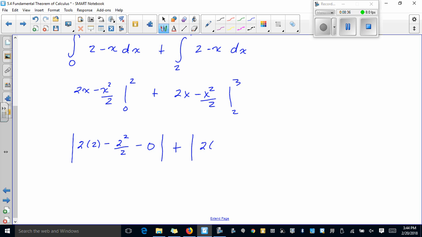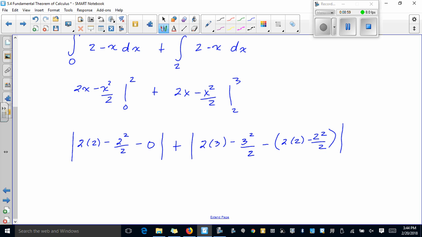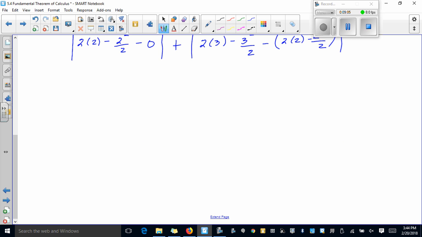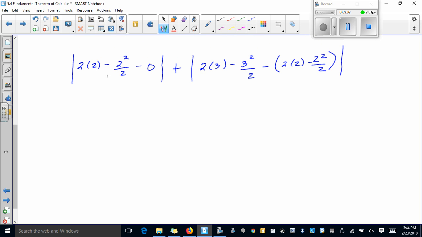Absolute value. And like I said, if it's too much doing the whole thing at once, do each absolute value portion on its own. That's what I'll do on this one, so you can see that it's not going to change anything. Okay, 2 times 2 is 4. And 2 squared is 4, and 4 divided by 2 is 2. So I get the absolute value of 2 here. Okay, plus, and then we do the math over here. 2 times 3 is 6, minus 9 over 2, 3 squared is 9, minus, and we now know what this value is because we did it over here.